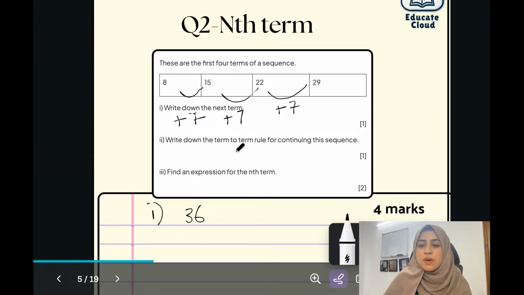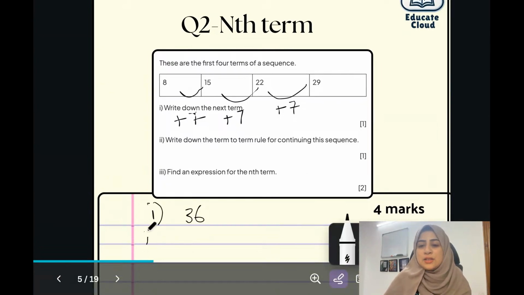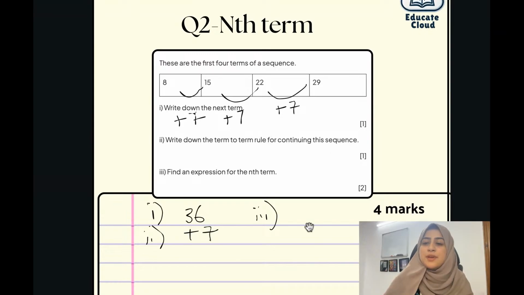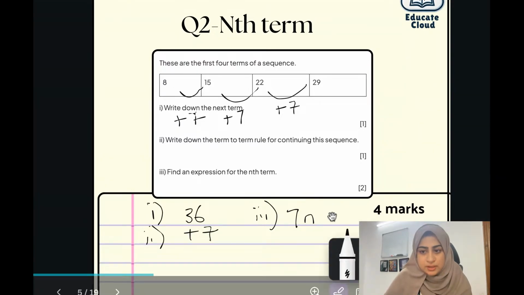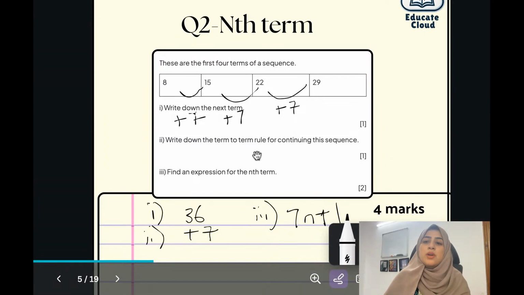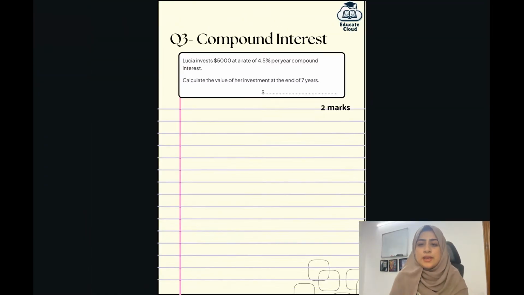For part 2, it says write down the term-to-term rule. The term-to-term rule is just what we're adding each time, so we would say plus 7 each time. For part 3, we have to find the nth term. Because it's going up in 7, it's going to be 7n. If we sub 1 in, we get 7, but we should get 8 for our first term. So it's going to be 7n plus 1. You get 2 marks for getting that, 7n plus 1, because that's the difference that you would add on to get to 8.